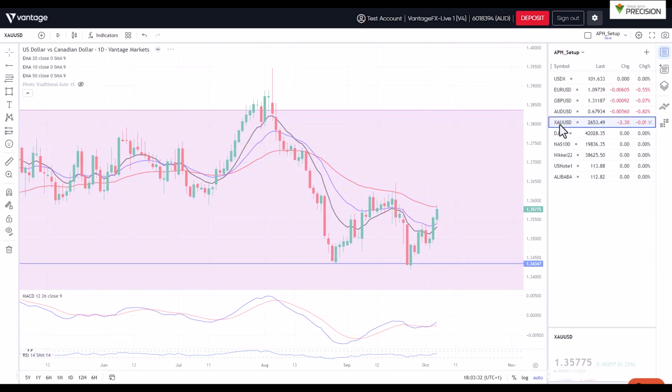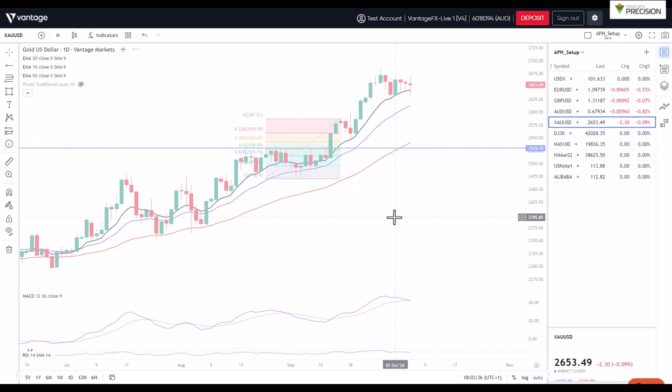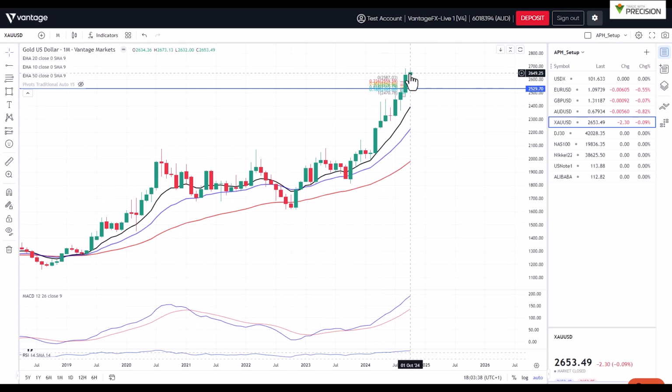Let's move across and have a look at gold. So gold, my only real concern for a while has been that gold is very much overextended on a monthly time frame, and I would really like to see a retracement back down towards $2,400 or $2,300 to $2,200.